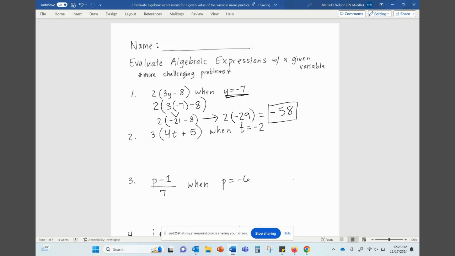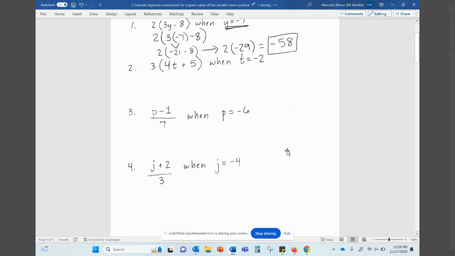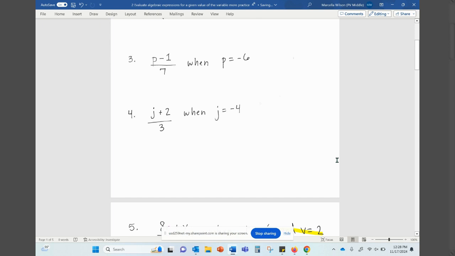All right, so number 2 looks like number 1, so I'll let you do that on your own. Number 3, we have p minus 1 divided by 7 when p equals -6. So again, I'm going to rewrite the whole expression, but instead of p, I'm going to put -6 because it says p is -6. So I'm going to do -6 minus 1 divided by 7.